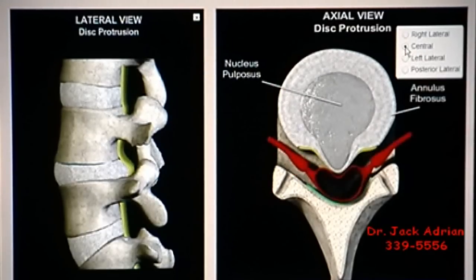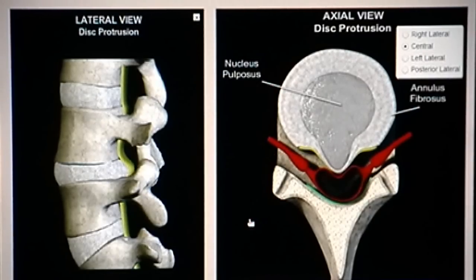In cases where the bulge occurs straight back and applies pressure directly on the spinal cord itself, it can cause all the symptoms we just described to enter into either the right side of the back and leg, the left side of the back and leg, or it can go back and forth from one side to the other, or it can cause pain on both sides of the back and send symptoms into both legs at the same time.